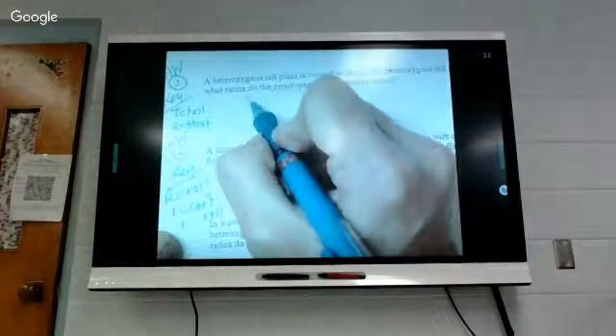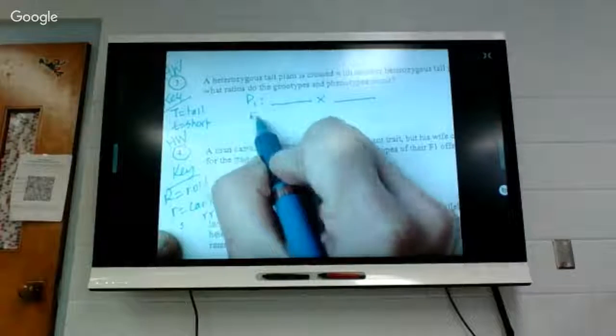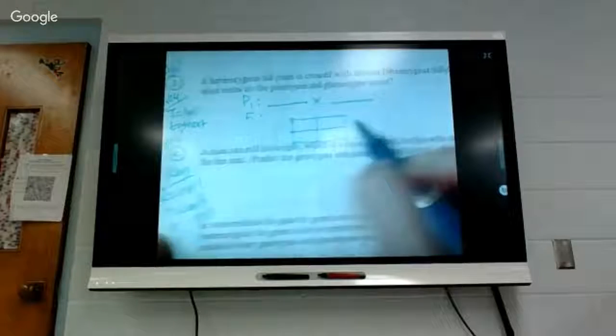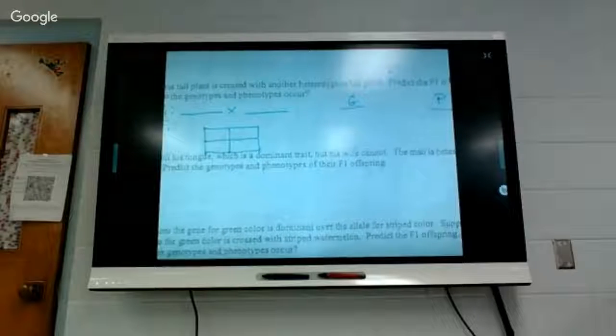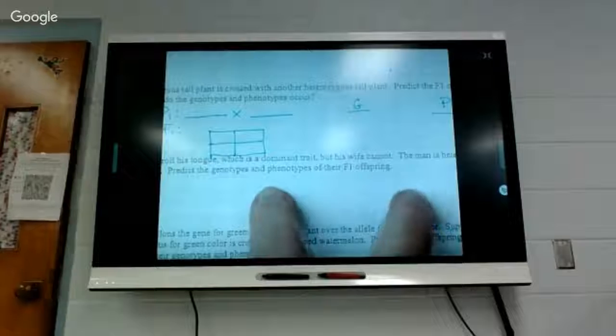Okay, so what you're going to do is you're going to put your parents, and you'll do your square, and then you'll do your genotype and your phenotype. Okay, so your problem should look like that when you lay everything out, and you'll do the same thing for this one.